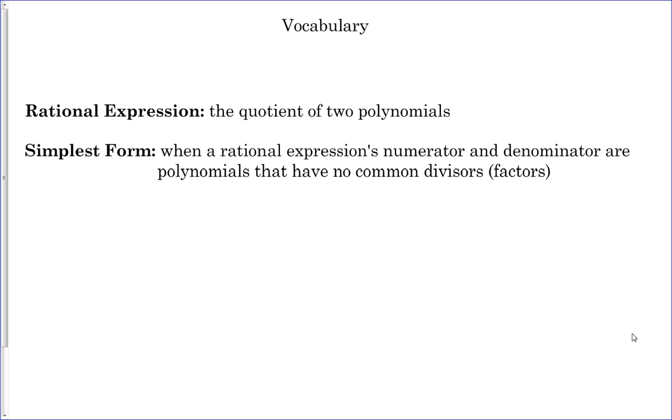Simplest form: when a rational expression's numerator and denominator are polynomials that have no common divisors or no common factors. All right, make sure you write those down.